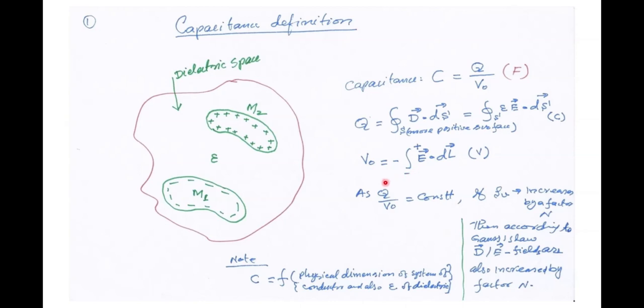As you know that the ratio between charge and potential is constant, so if we increase the volume charge density by a factor n, then there is a corresponding increase in the D and E fields by a factor n according to Gauss's law. But remember that the capacitance is a function of the physical dimensions of the system of conductors, and the capacitance is also a function of the permittivity of the dielectric material or insulator.